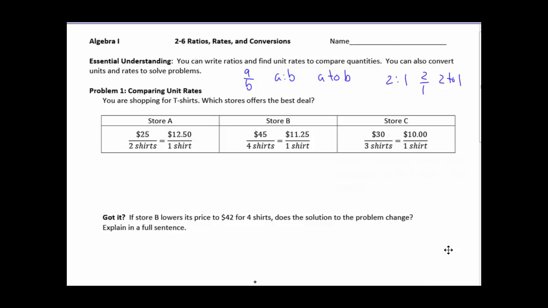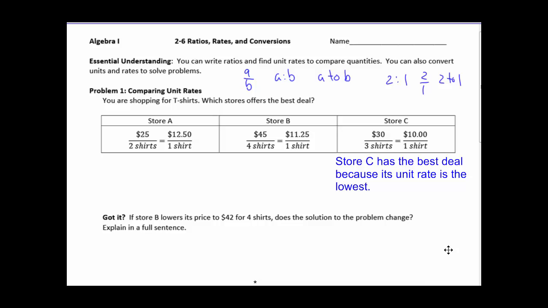So let's take a look at a couple examples. Problem number 1. We're shopping for t-shirts. We want to find out which store offers the best deal. Store A has $25 for 2 shirts. If we simplify that, we get $12.50 for 1 shirt. For store B, we have $45 for 4 shirts. If I just want 1 shirt, convert that to $11.25 for 1 shirt. And for store C, it's $30 for 3 shirts or $10 for 1 shirt. So based on stores A, B, and C, store C has the best deal because the unit rate is the lowest.